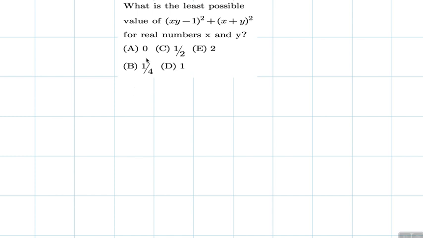What is the least possible value of the following expression for real numbers x and y? I'm going to play around with this expression a little bit.